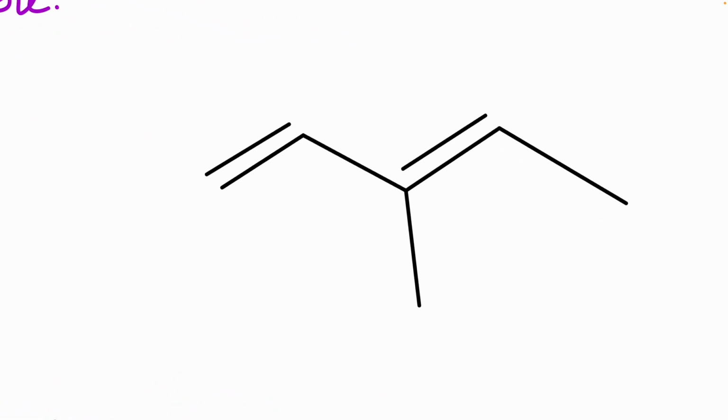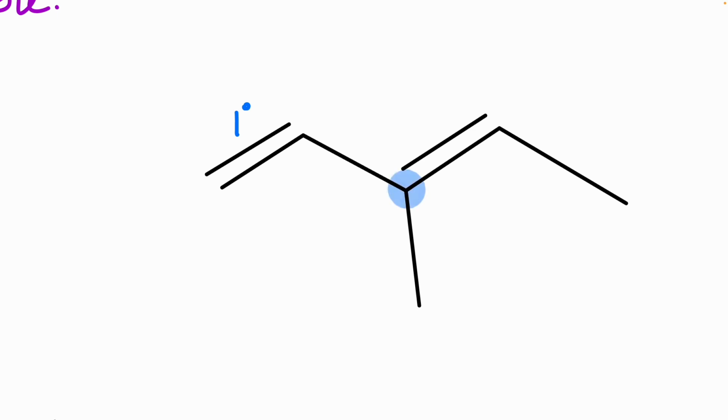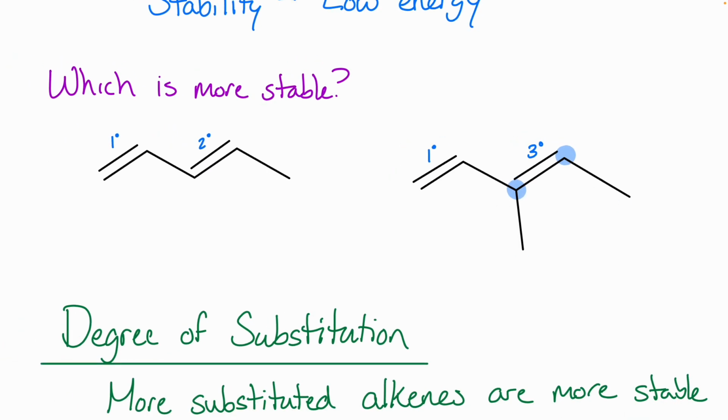All right, what about this one here? This one's mono. What about this one? Now that I fixed it, it's got 1, 2, 3 neighbors. So this one's tri-substituted. So then which one would be more stable, the one on the left or the one on the right? The one on the right, the one with the higher degree of substitution.